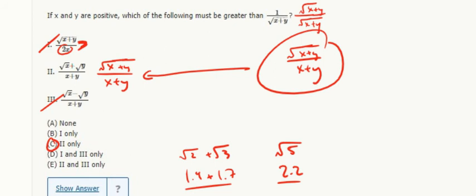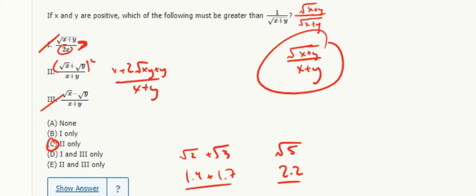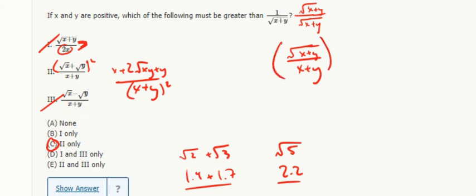You can also, if you want to, square these out. Square root x plus root y and see what that gives you. So root x plus root y squared is going to be x plus 2 root xy plus y, over x plus y, compared to what we have in the stem. If I square that whole thing, actually this would be x plus y squared, but it doesn't really matter because I'm just comparing the numerators. The denominator's the same. If I square what they give me in the stem, I'll get x plus y squared, same denominator, over just x plus y.